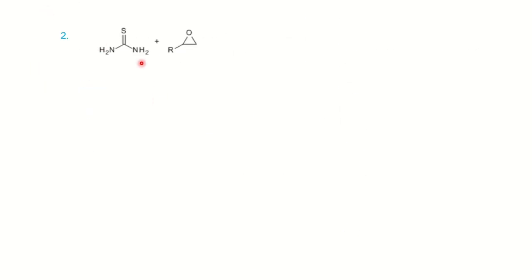Another method, which is again very simple: you have a substituted thiourea and the substituted oxirane ring, and if you react the two, you will get the thiirane with the loss of urea. Here again we see the epoxide, or oxirane, being converted into the sulfur-containing three-membered ring. So you can design thiirane by the following two methods.